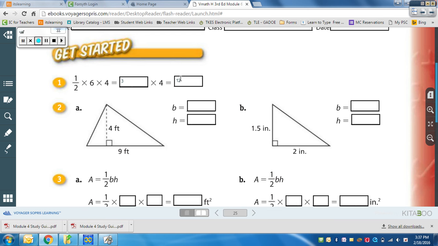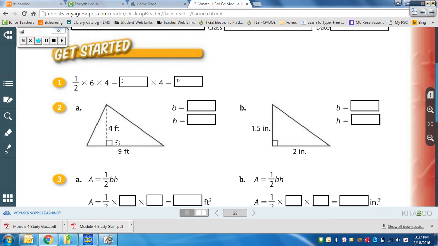So let's look now at problem 2. From any vertex of a triangle, a perpendicular line, so that means it's perpendicular, that little box means it's perpendicular, can be drawn from the vertex to the opposite side. So here's the vertex, the line is drawn to the opposite side, or an extension of the opposite side of the triangle. The length of this line segment is called the height. It's called the height of the triangle. It is represented by the letter H.